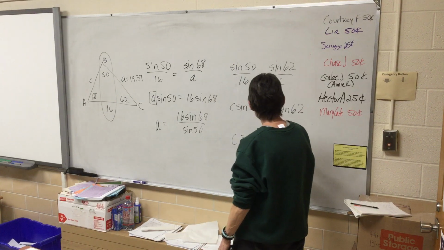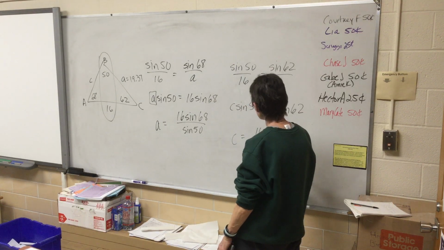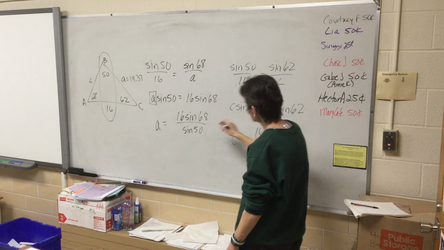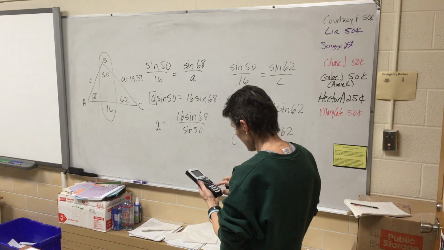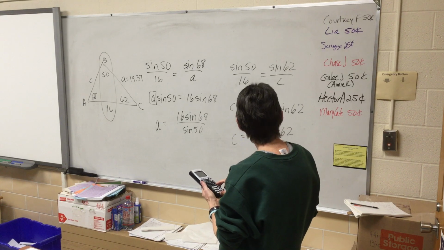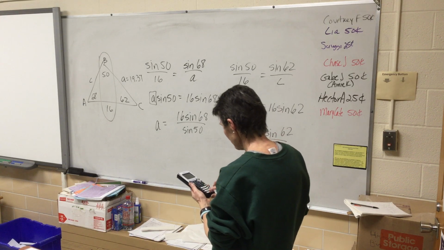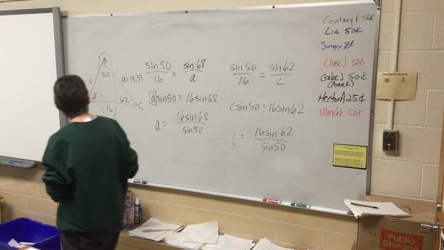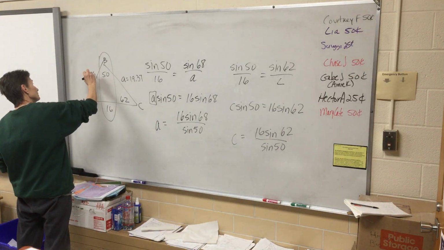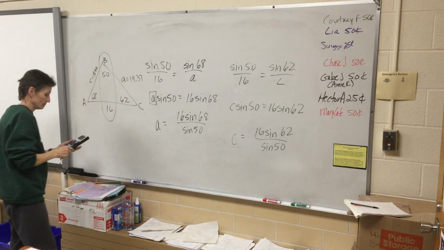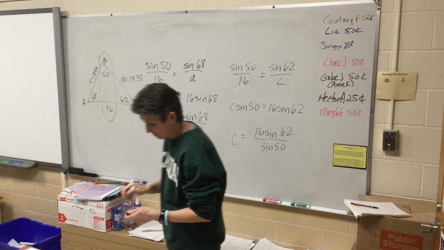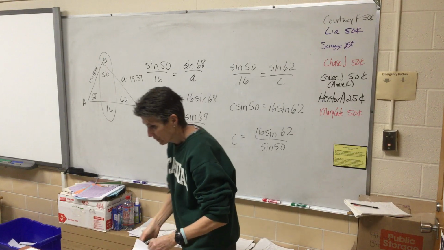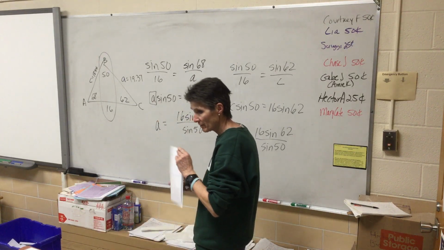So in other words, aren't we doing exactly the same thing over again? We do exactly the same thing 2 times in a row. So 16 sine 62, close parentheses, divided by sine 50. I got 18.44. All right. Everybody good with that problem?